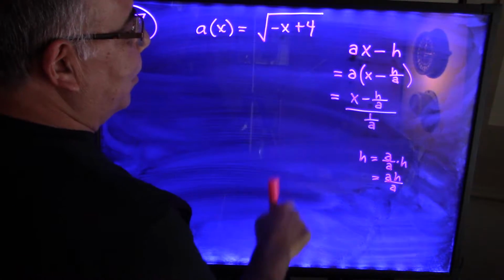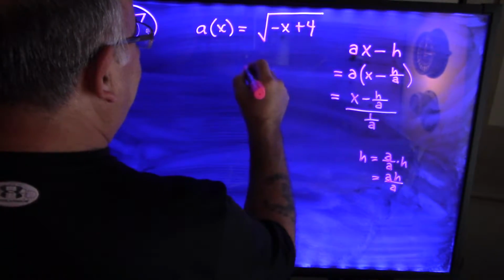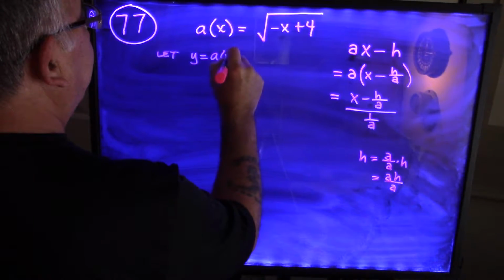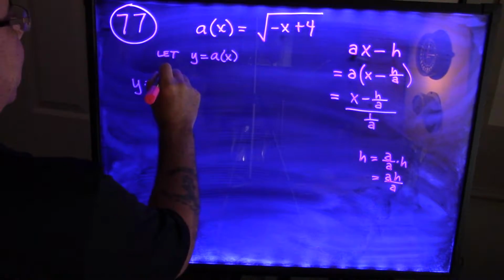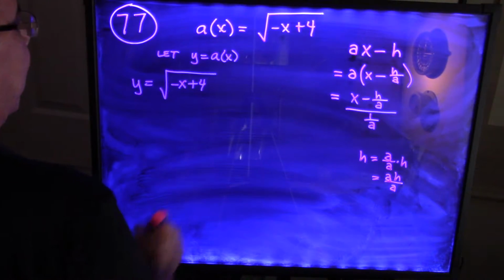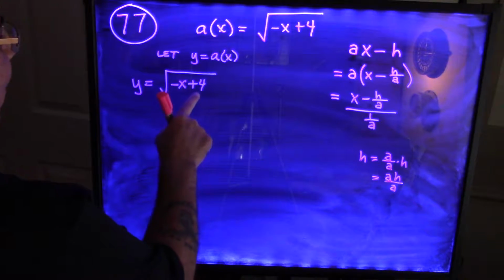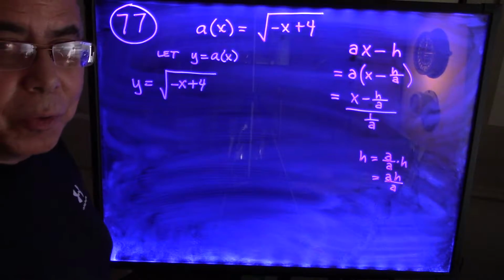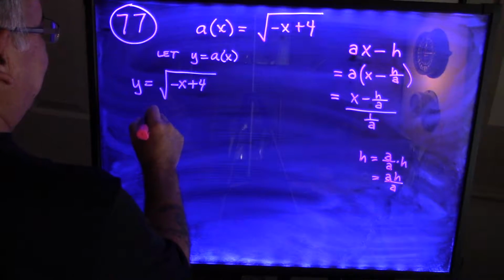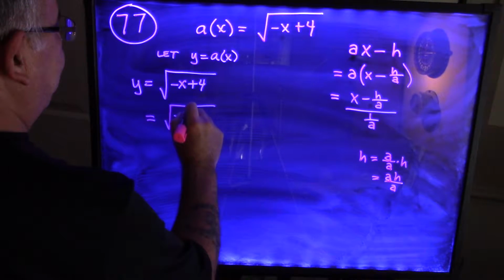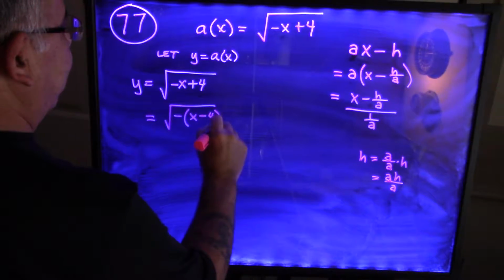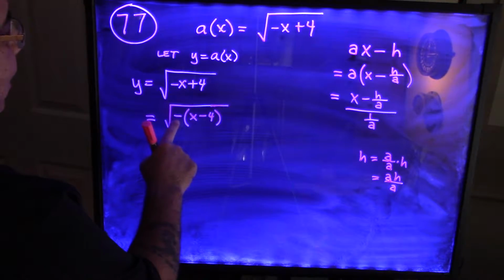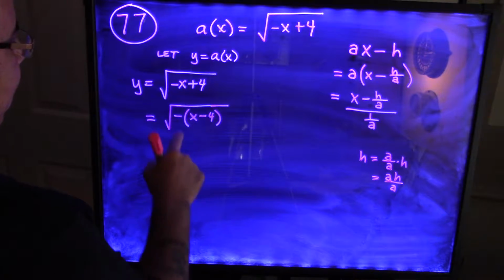I need to do this kind of common factoring. So let me do that. I'm going to let y equal a of x. So I've got y equals square root of negative x plus 4. Now I'm going to factor a negative 1 out of these two terms. Where's the negative 1 here? Well, if you have negative 1 times negative 4, that equals positive 4, right? So you can force a negative 1 common factor in this thing. So you're going to get square root of negative, put parentheses, x minus 4, like that. If you want to check that, negative 1 times x is negative x. Negative 1 times negative 4 is positive 4, so it's correct.